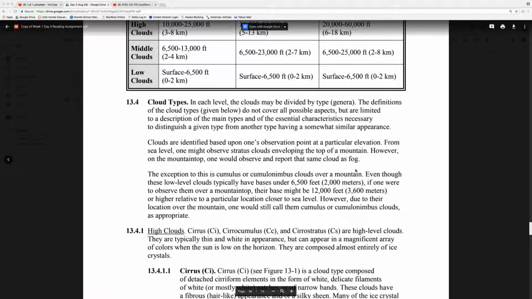Clouds, when we talk about ceilings, this is what forms our ceiling. Clouds, let's see. So they're identified based upon one's observation point in a particular elevation from sea level. One might observe stratus clouds enveloping the top of a mountain. However, on the top of the mountaintop, one would observe and report the same cloud as fog. So it's kind of based on perception.